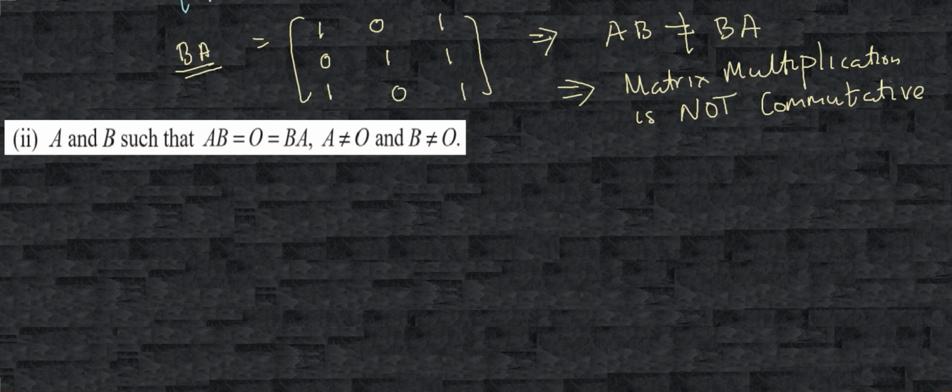Welcome back, students. We are now going to do the part 2 for this question. Now, we are expected to show that A times B equals 0 and B times A equals 0, but A should not be equal to 0 and B should not be equal to 0. This is a very tricky question.